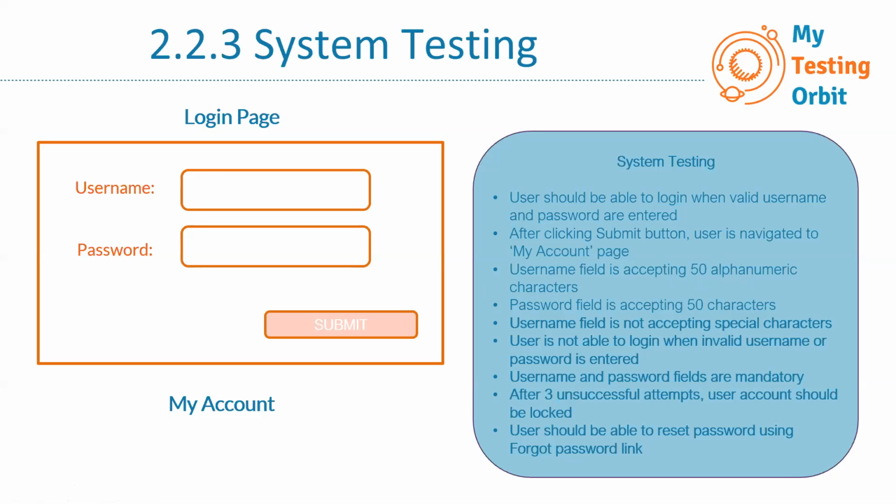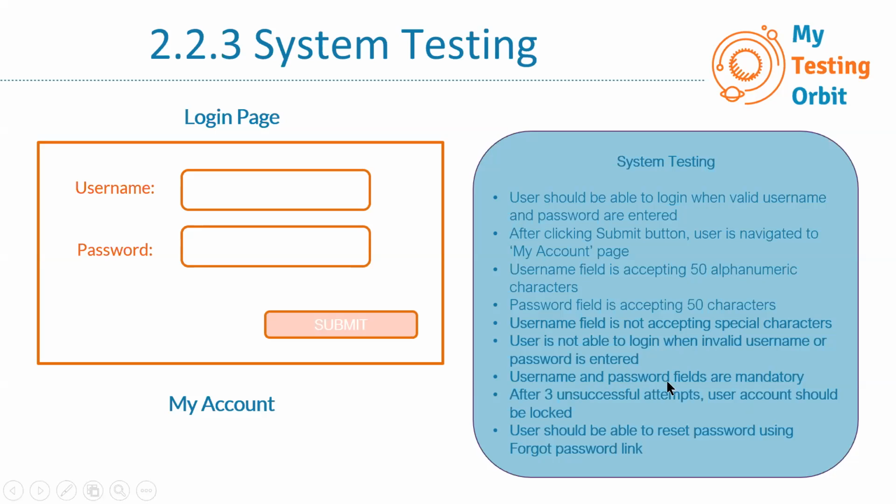Then the next would be user is not able to log in when invalid username or password is entered. In component testing, a developer has tested that entering valid username and password, the user should be able to log in. But what about if they are invalid? So these kinds of combination tests will be done by a tester during system testing.